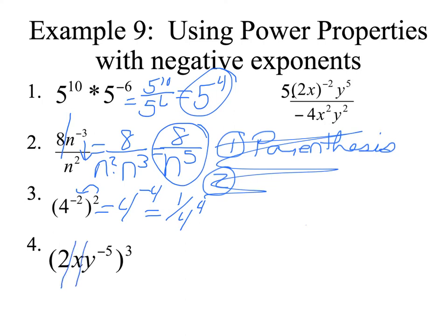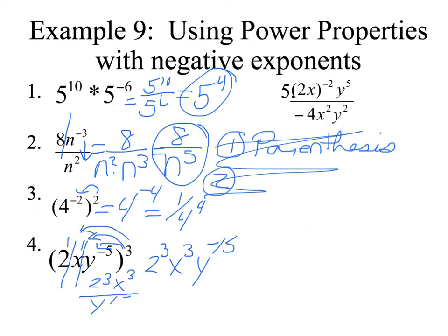In problem 4, we have 3 pieces: 2 to the 1st, x to the 1st, y to the negative 5th. Each one of those 3 pieces has to get the 3 that is outside. So that's 2 to the 3rd, x to the 3rd, y to the negative 15th. The 2 to the 3rd and the x to the 3rd are going to stay where they are, and the y to the 15th is going to bump down into the bottom of the fraction.